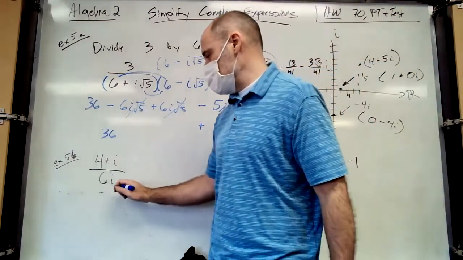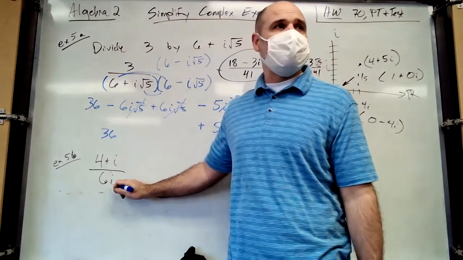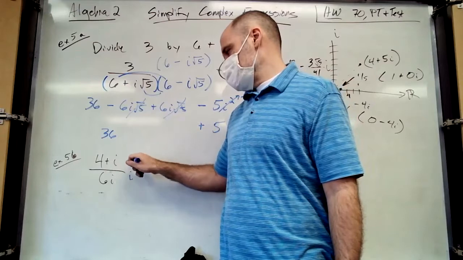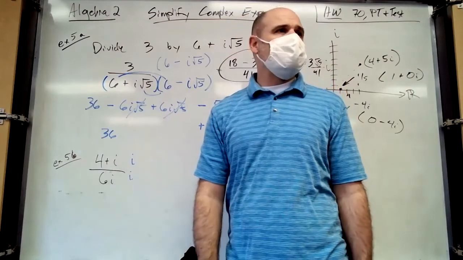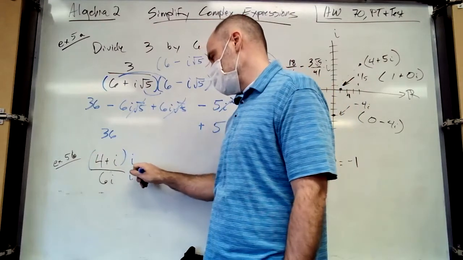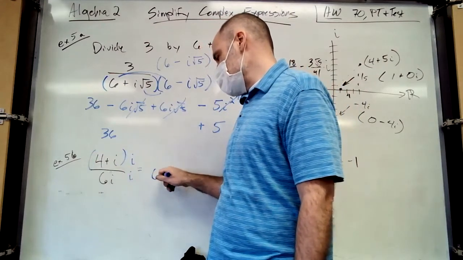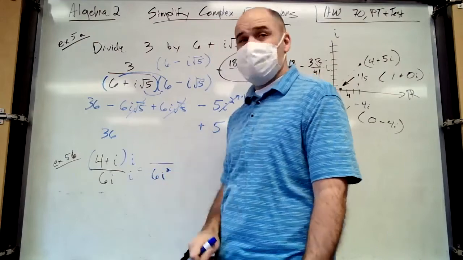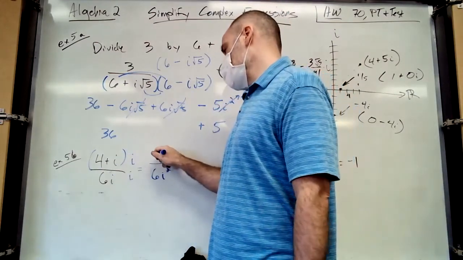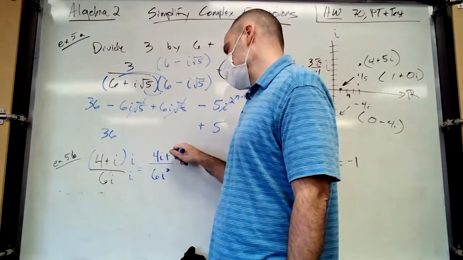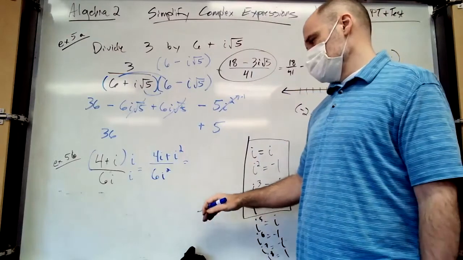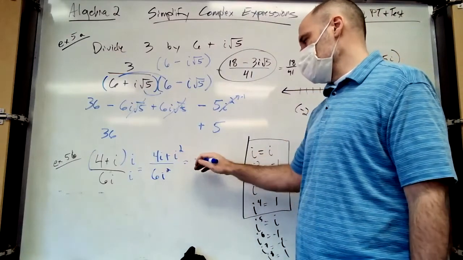The only thing that's breaking the rules is that i. How do you make that real? Just multiply by i. So what does that make that? That makes it 6i squared, which is negative 6, right? Times, and then you got 4i plus i squared. All right? It's negative 1 plus 4i. So negative 1 plus 4i, that's right.